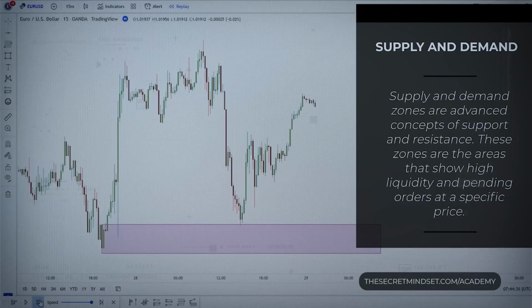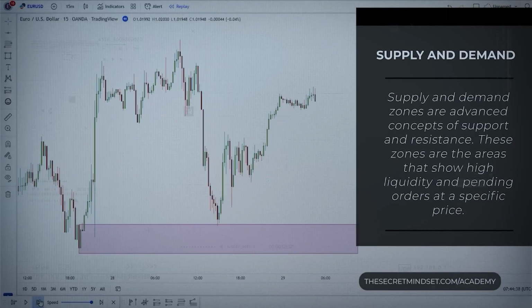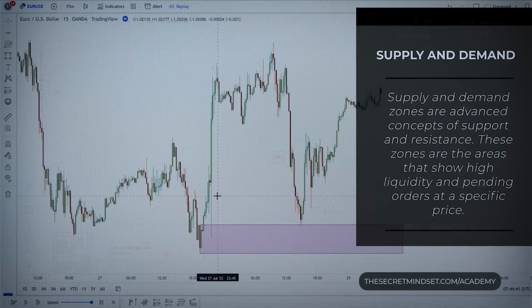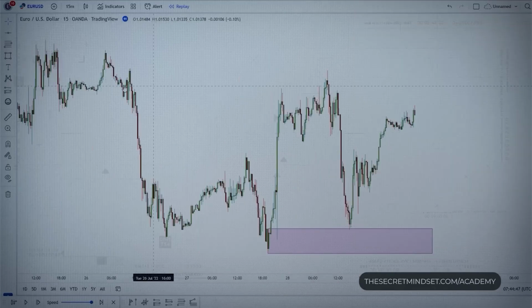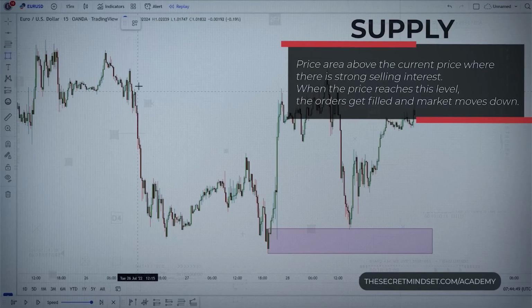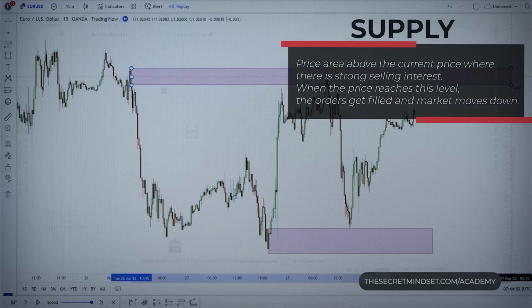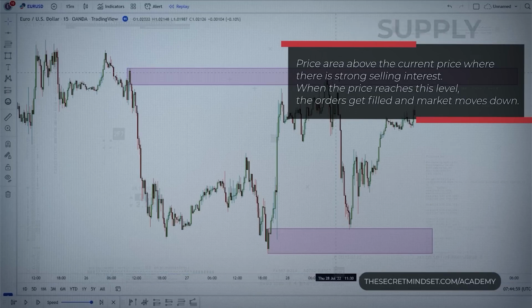Supply and demand zones are advanced concepts of support and resistance. These zones are the areas that show high liquidity and pending orders at a specific price. A supply zone is a price area above the current price where there is strong selling interest. When the price reaches this level, the orders get filled and it moves down.